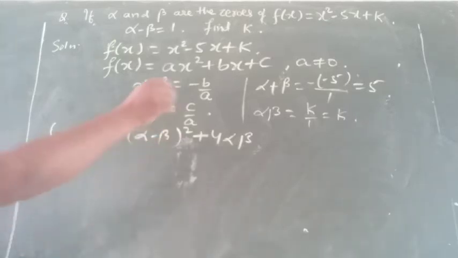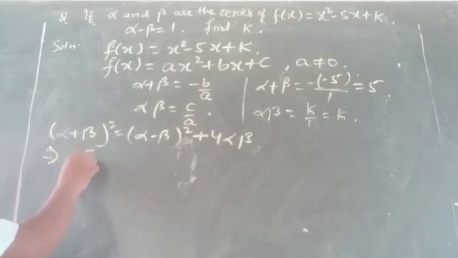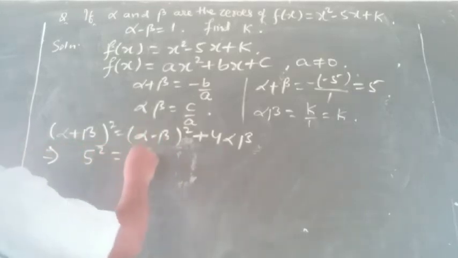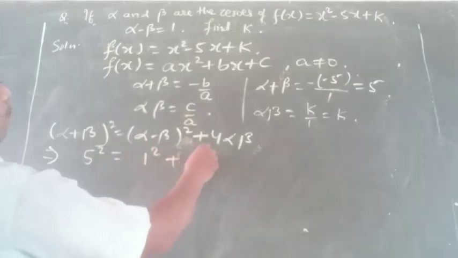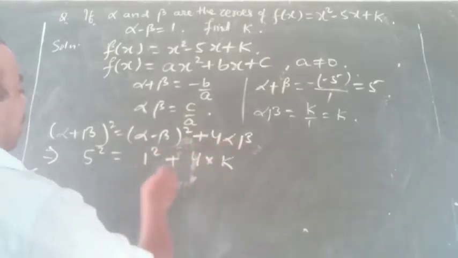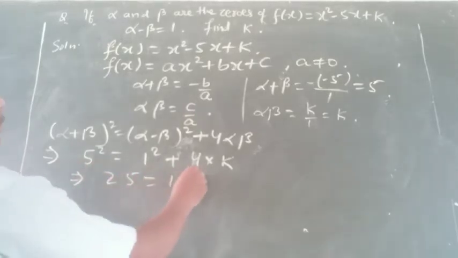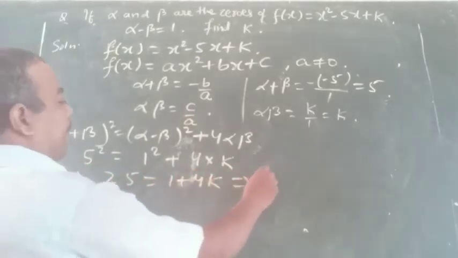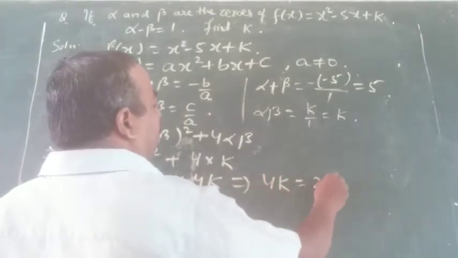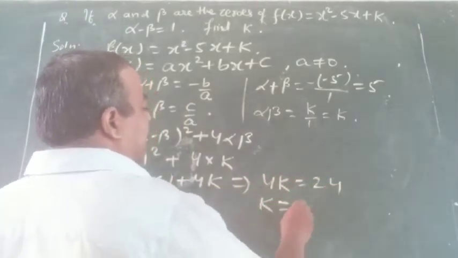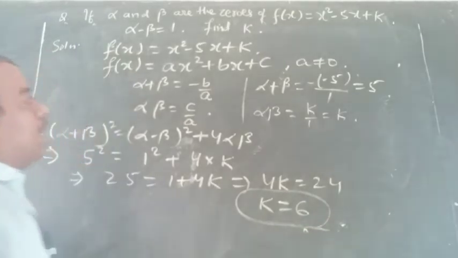Put alpha plus beta value as 5, so 5 square. Alpha minus beta value is 1, and 4 into k. Now it is 25 equal to 1 plus 4k. So 4k equal to 24. Now k value is 6. This is the answer. Clear?